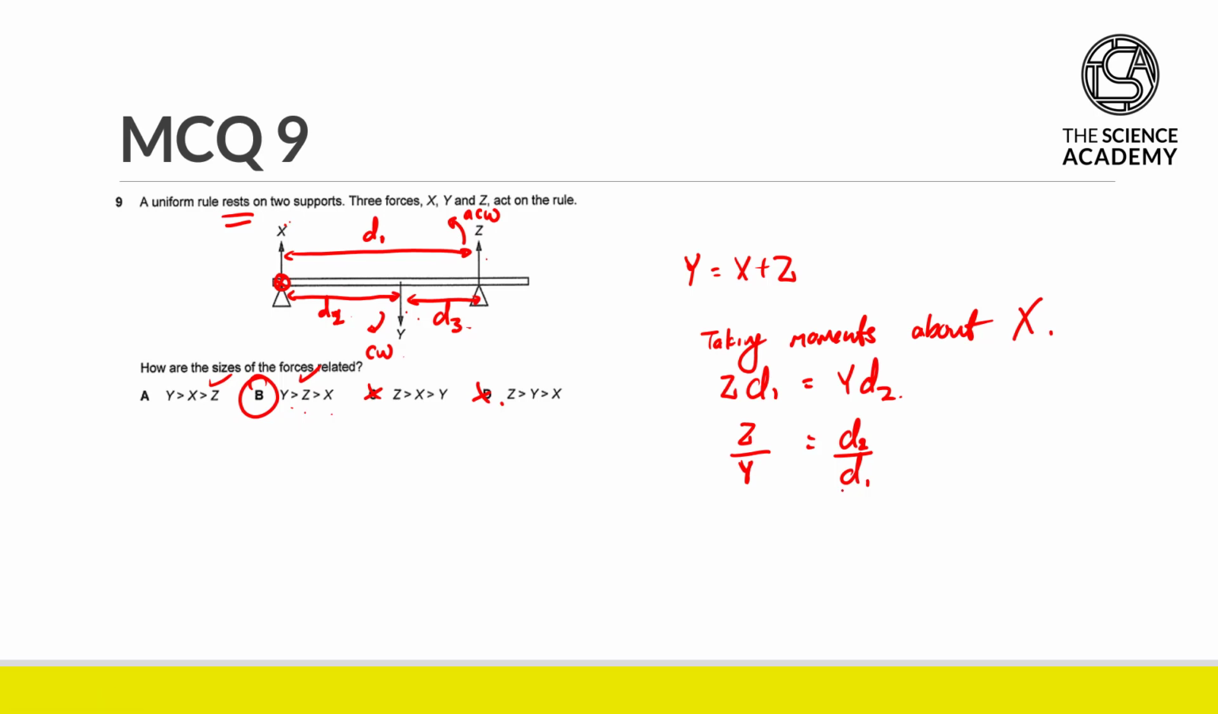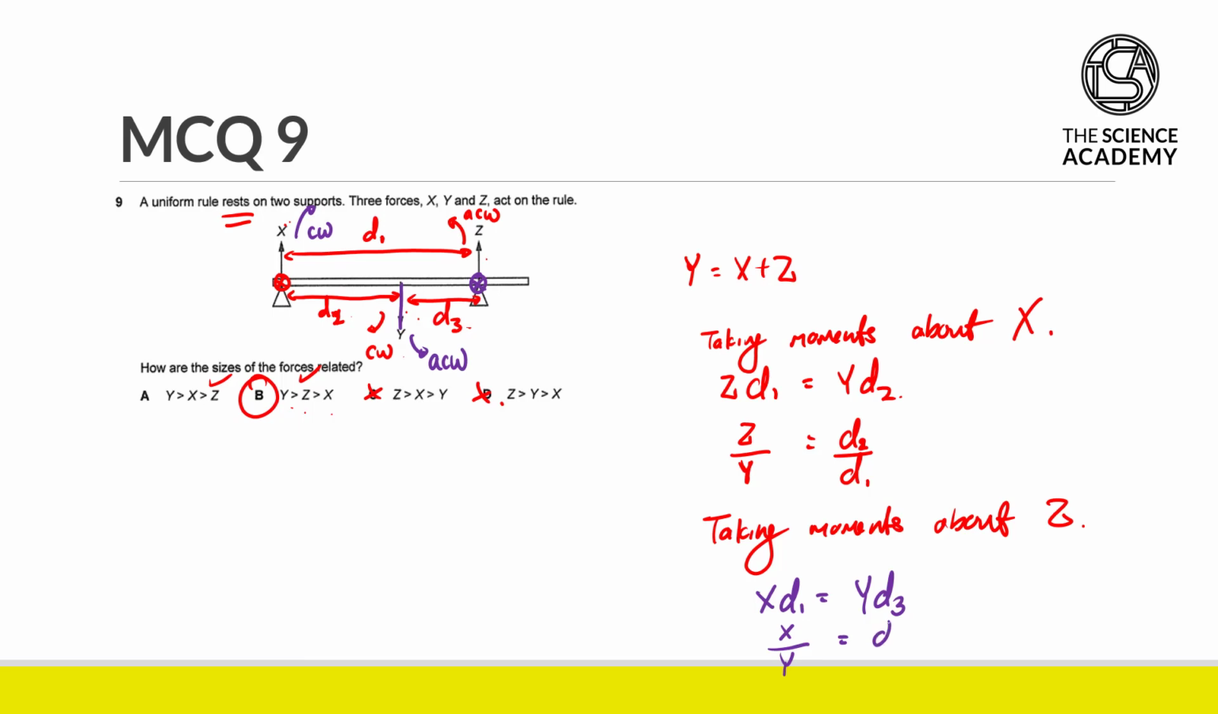And now if we take moments about the other side, about z, so let me just use a different color. If we take moments about z, this means that we have y, which creates an anti-clockwise moment, whereas x creates a clockwise moment. So we have x times d1, which is equal to y times d3. And so now we have x over y, which is equal to d3 over d1.